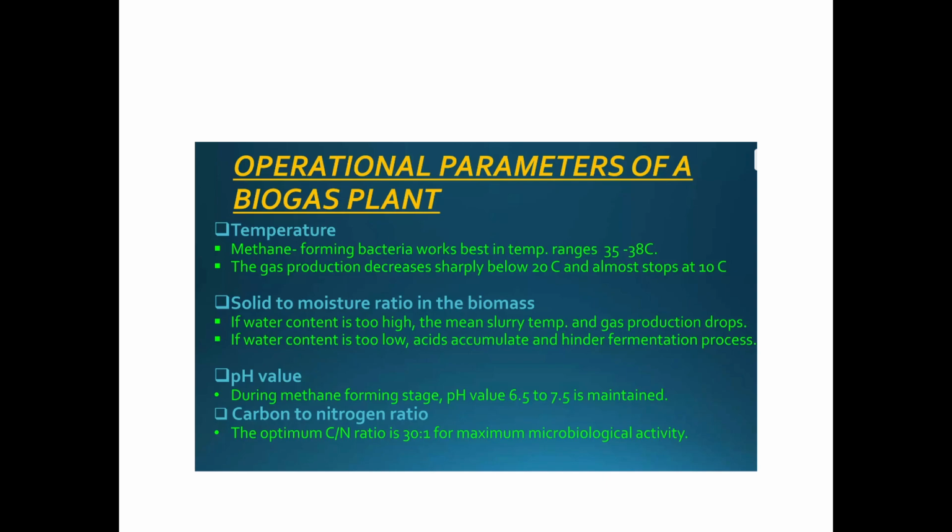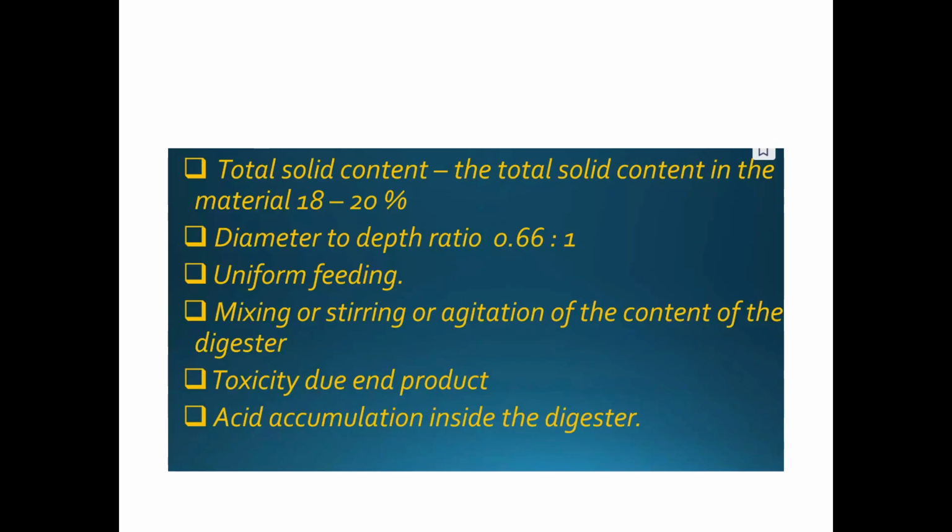If the water content is too low, the acids will accumulate and the fermentation process cannot be completed, so we have to consider that. The next one is pH, which should be 6.5 to 7.5. The next is the carbon to nitrogen ratio, which should be 30:1 for maximum microbial activity. And the total solid content should be 18 to 20 percent.